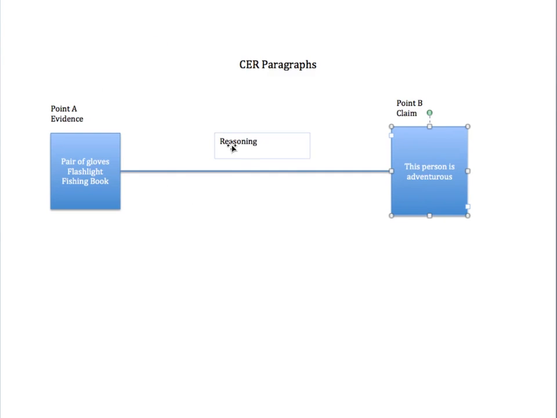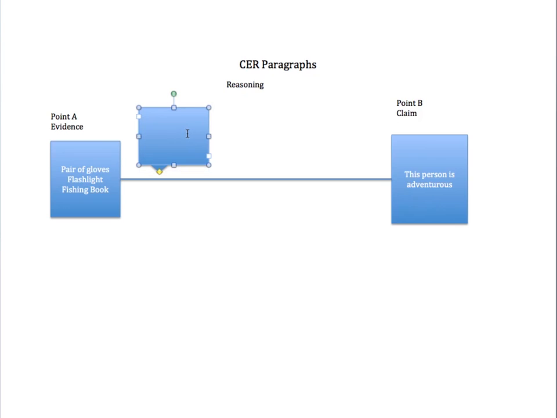Okay, but now I have to write my reasoning. I have to tell the reader how I got from these items over here, how I was able to figure out that this person was adventurous. Okay? So the first thing that you want to do is you want to start by describing your evidence in your own words and what it has in common. So I'm going to do that.